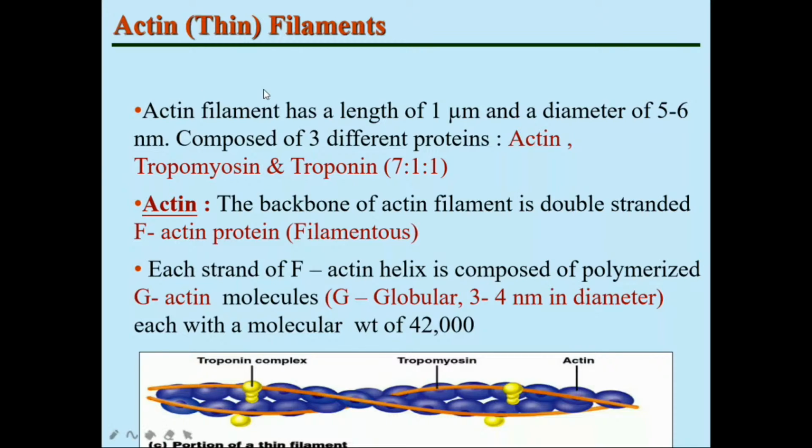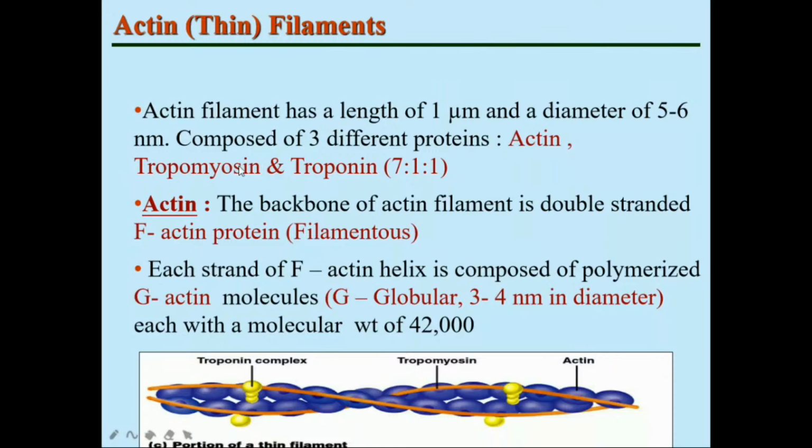The actin filament has a length of 1 micrometer and a diameter of 5 to 6 nanometers. 1 micrometer, that means they are shorter than the thick filaments because thick filaments are 1.6 micrometers. And here they are narrower, and that is why they are called thin filaments because their diameter is 5 to 6 nanometers, whereas the thick filaments have 15 to 16 nanometers.